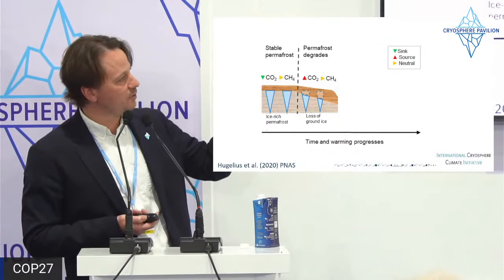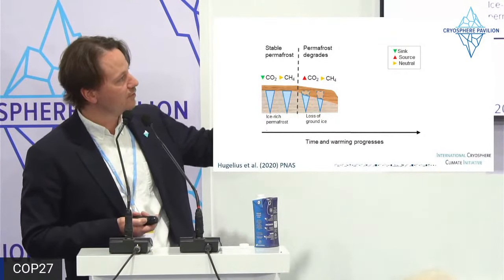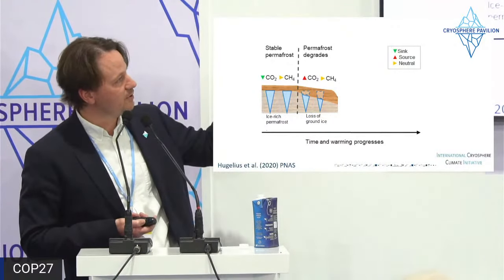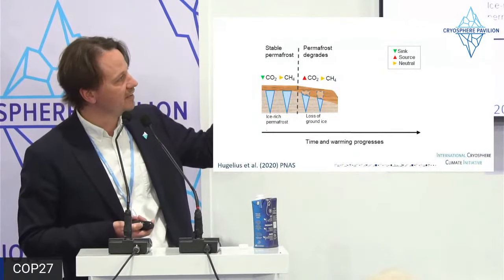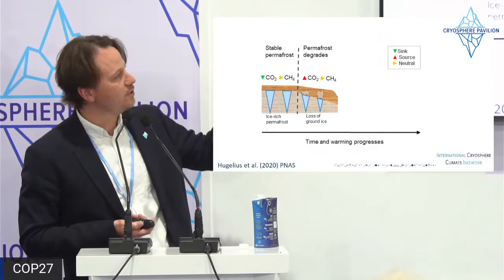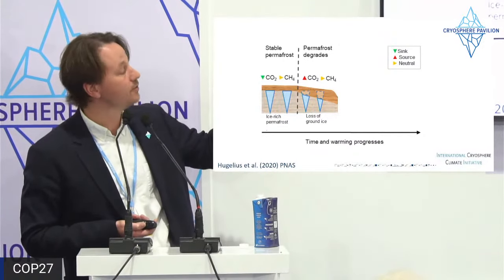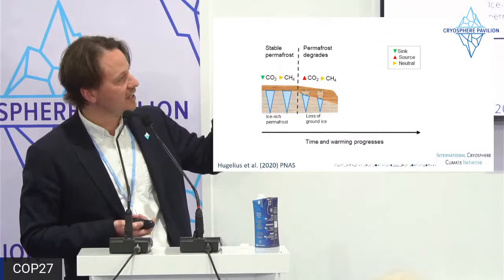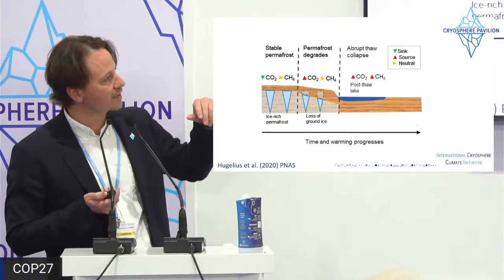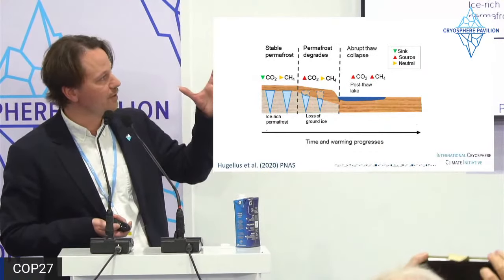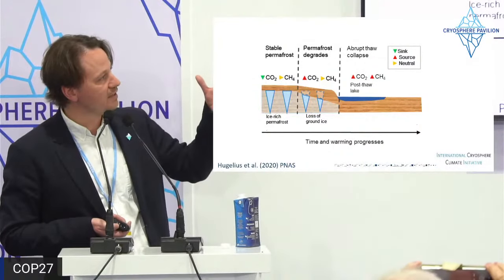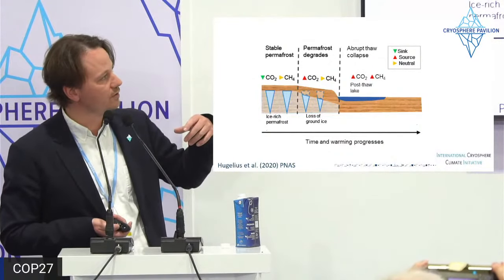In this case, it's an example from a thawing permafrost. On the far left, you have stable permafrost, and that is usually a sink of CO2, and near neutral for methane in this case, if it's a peatland. And then as the permafrost starts to degrade, it will usually shift to being a source of CO2. And in the case of peatlands, usually it can remain neutral when it comes to methane. But once you move into a phase where it actually thaws and collapses, you have a post-thaw lake that is a strong source of methane and for a while also a strong source of CO2.